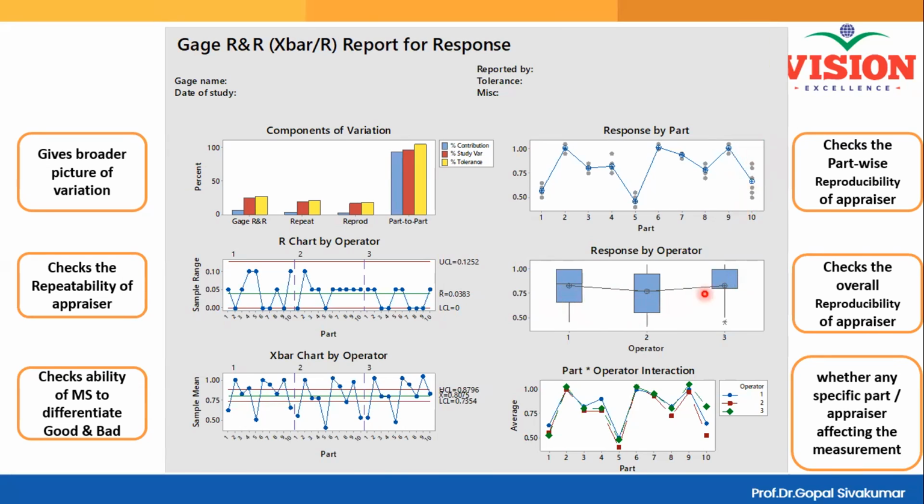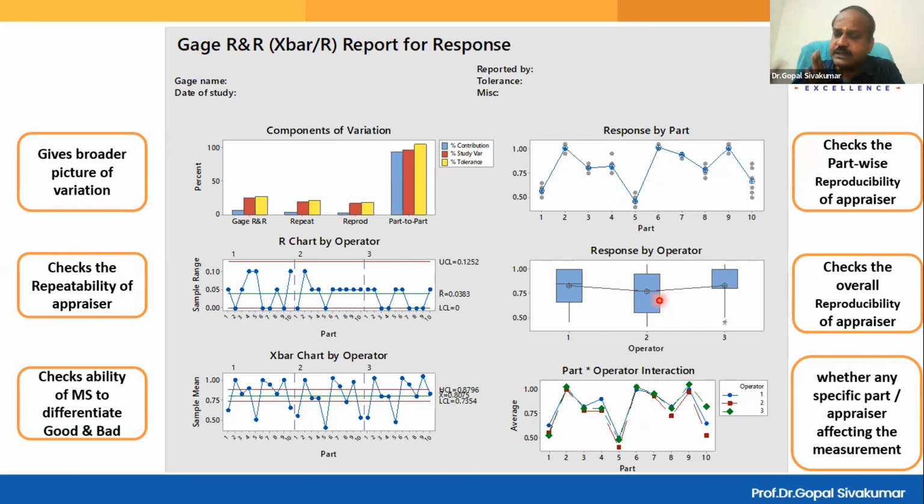This is called a box plot, the blue color box. The center horizontal line is called the median. The circle is called the average. What is expected is that all the 3 averages should lie on a horizontal line. Is it happening here? No. What are you noticing here? The average of the second operator is pulled downward. Can you see that? Yes or no? Yes. If all the 3 averages appear on a flat horizontal line, then reproducibility is better.